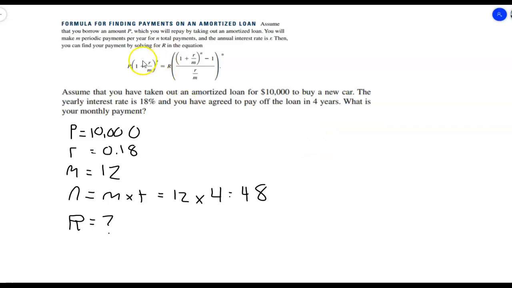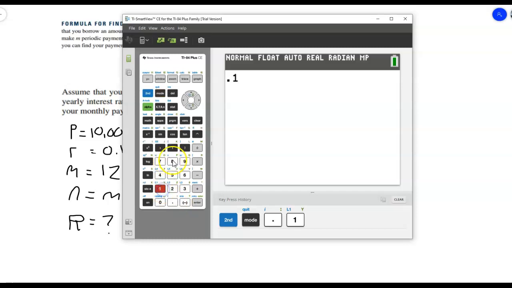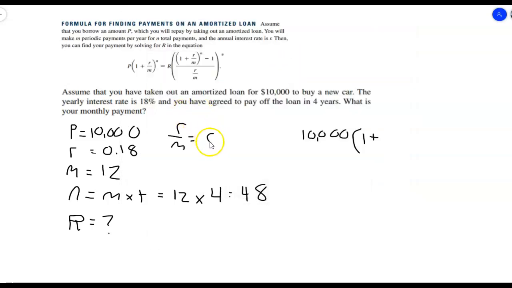All right, so putting this in, I'm just going to replace the variables here. So we're going to have the principal, 10,000, times 1 plus R over M. And let's go ahead and figure out that R over M here just to make it a little bit easier. So that's going to equal 0.18 divided by 12. So pulling up my calculator. All right, 0.18 divided by 12. That's R over M. We're going to get 0.015. And that way we can just replace all 3 of our R over M's with 0.015. And this is going to be raised to the N power, 48.